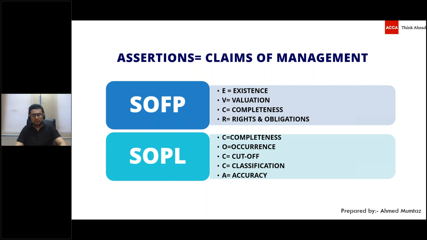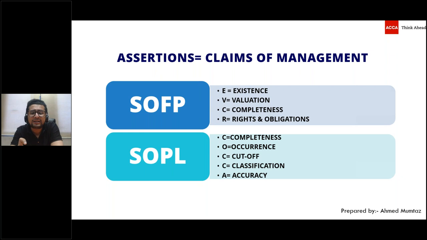Number third, the management is going to claim there is no liability which I've missed out. Everything is complete. So if there were five liabilities, I've recorded all five. If there were five assets, I've recorded all five. So completeness means the management is going to claim that they have not missed out anything. Their ingredients, the assets, the liabilities, the capital, everything is complete.